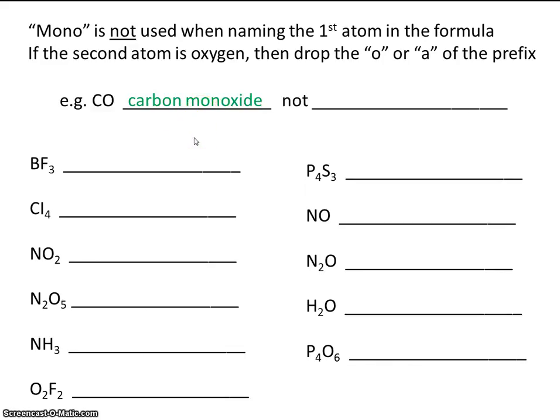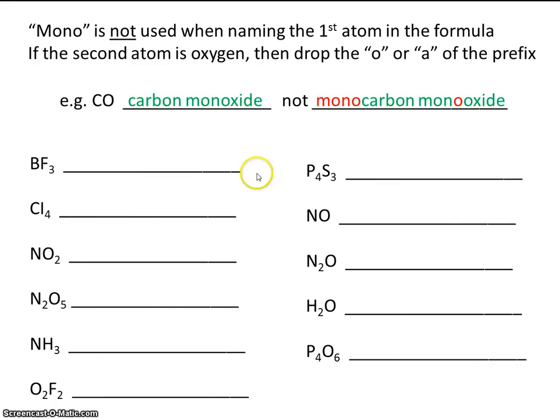Notice what you did not say. You did not say monocarbon monoxide. What you did is you dropped the mono on the first element, and then you also dropped the O or the A of the prefix. So you don't say monooxide, you just say monoxide. You kind of let it all roll off your tongue. Okay, let's practice a few of these.